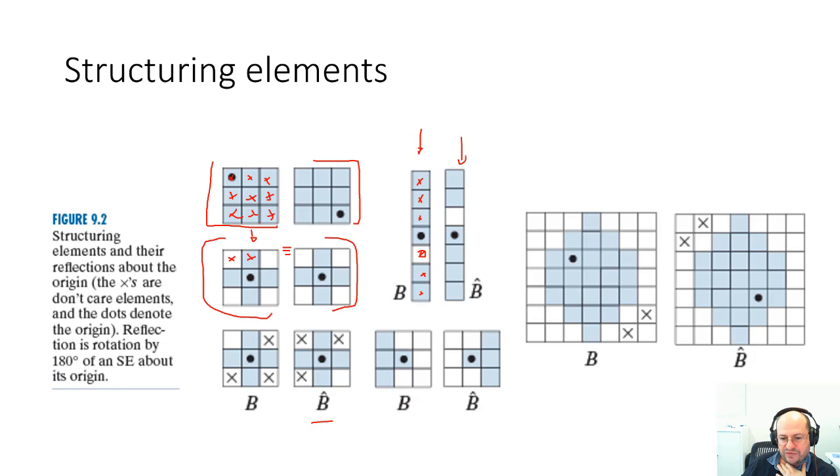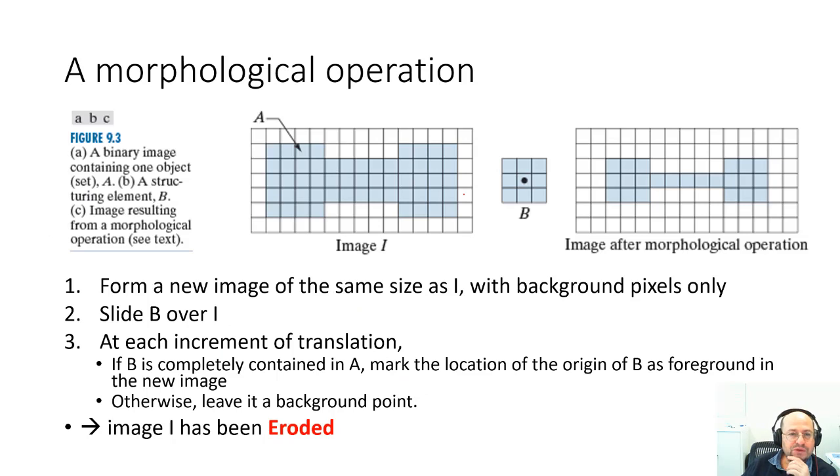This is its inverted form. And this, for instance, has foreground pixels, background pixels, and don't-care pixels. We're going to see what don't care means when we start operating with them. So you can have any sort of sizes and shapes. For instance, we can have big structuring elements or very small structuring elements with just one pixel. So this is all possible.